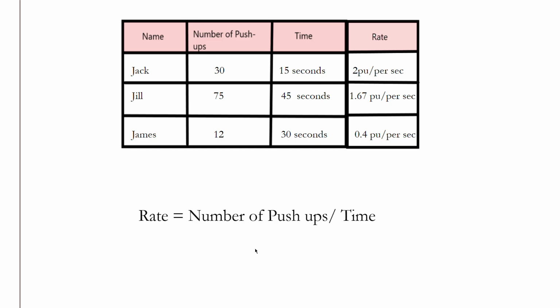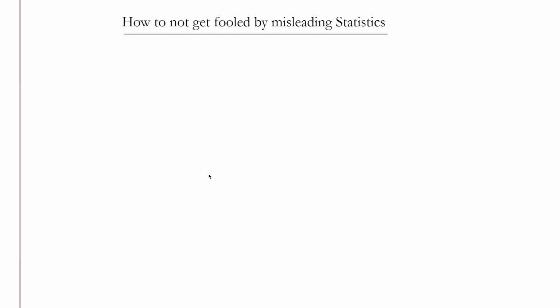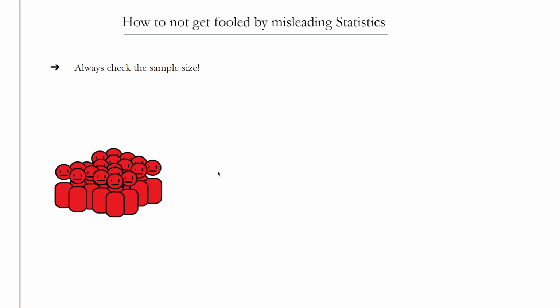Okay, now we're gonna jump to how to not get fooled by misleading statistics. Always check the sample size. Why, you may ask? Let me give you an example. Let's say this is the whole population of America, and you take a sample of 10 people from the population and ask them whether they smoke or not. All 10 people say that they didn't smoke. So is it fair to conclude that the whole population of America doesn't smoke?